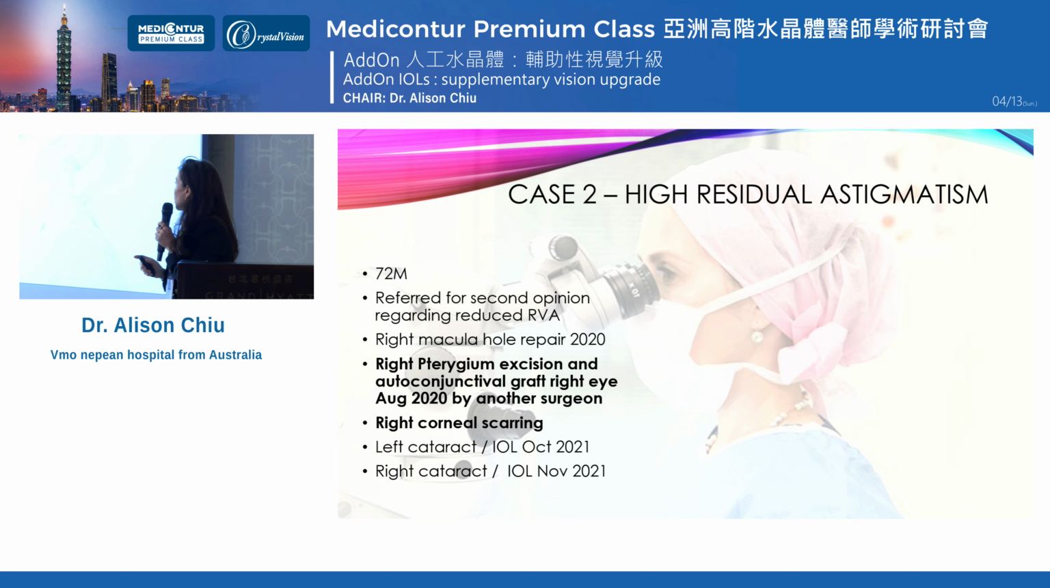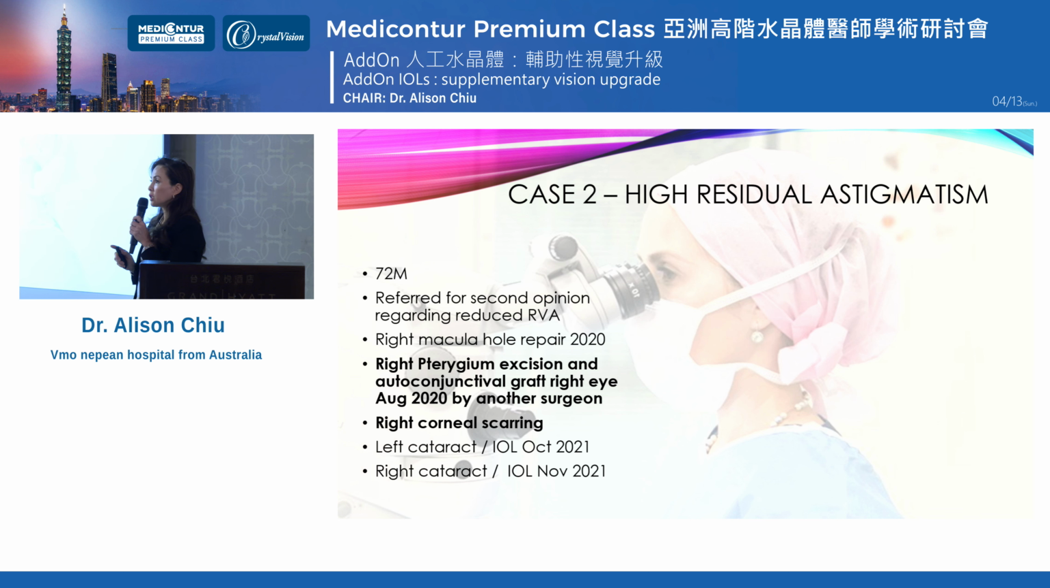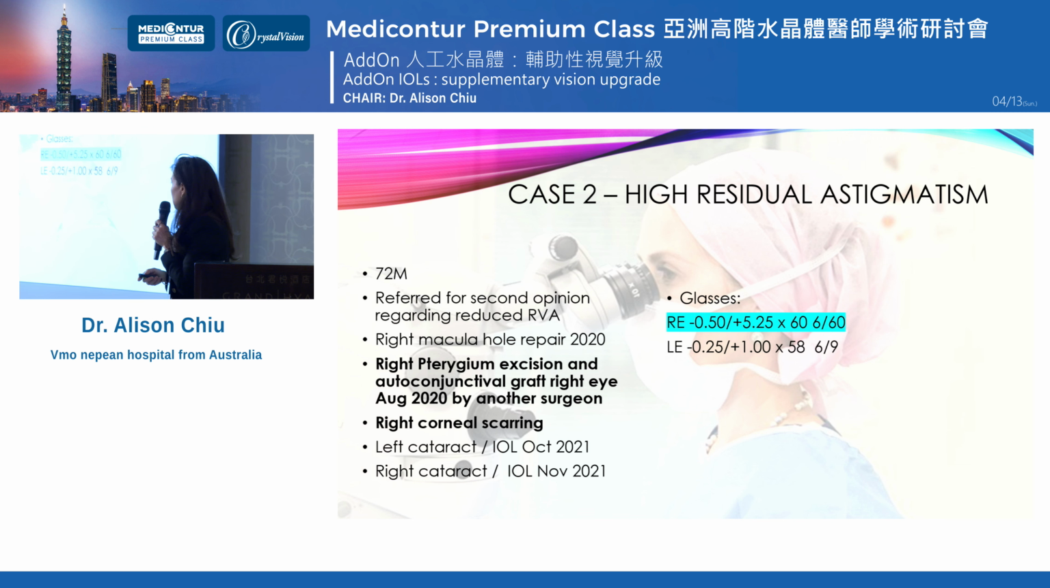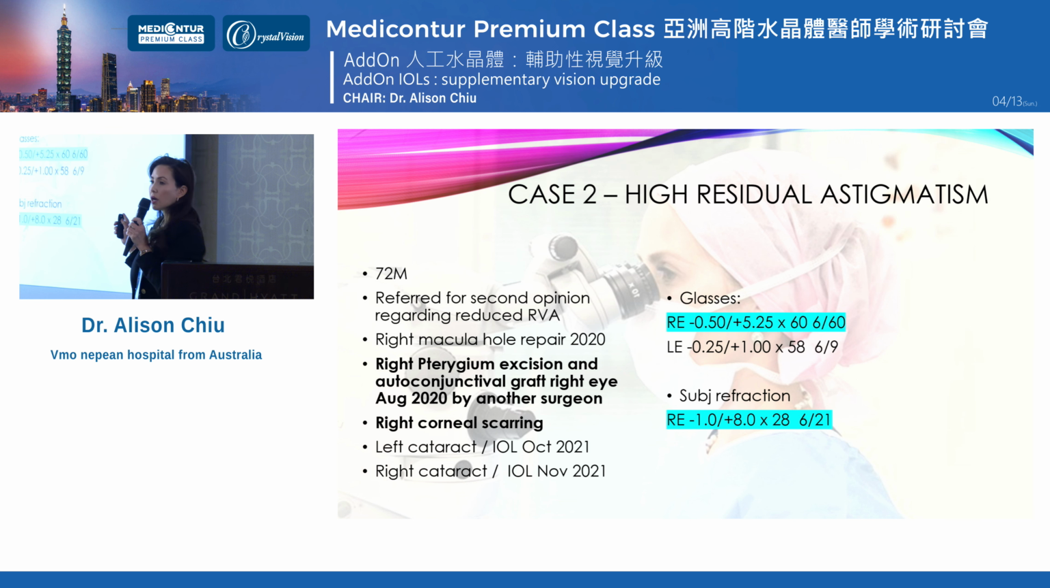A 72-year-old man referred for a second opinion regarding reduced right visual acuity, had a right macular hole repair in 2020 and a right pterygium excision with graft in 2020 by another surgeon, and there's a lot of corneal scarring because of the pterygium removal. It was a large pterygium. So he's had bilateral cataract surgery, and this is what he's wearing in his glasses: 5.25 diopters of cylinder, but his subjective refraction actually shows 8 diopters of cylinder. What are we going to do?